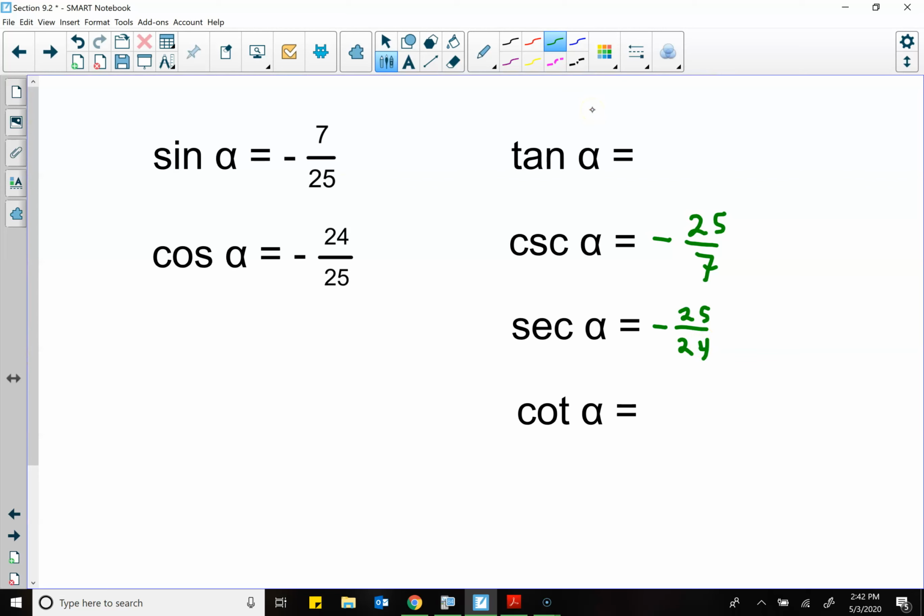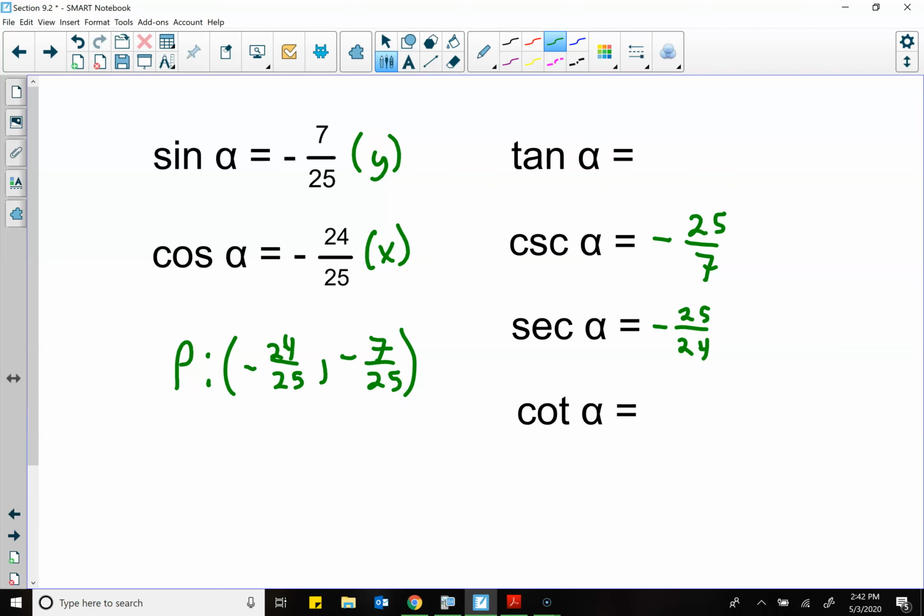Now, to get the other two, think about what they're giving you here. Remember, this is sine, so that means that this is the y value of a point. This is cosine, so that means that's the x value of a point. We can go backwards with some of this information. So we know that we have a point that is negative 24/25, comma, negative 7/25. And we can use that to our advantage. So we took it back, and now we know what the point looks like, and now you know how to do tangent and cotangent, because tangent is y over x.